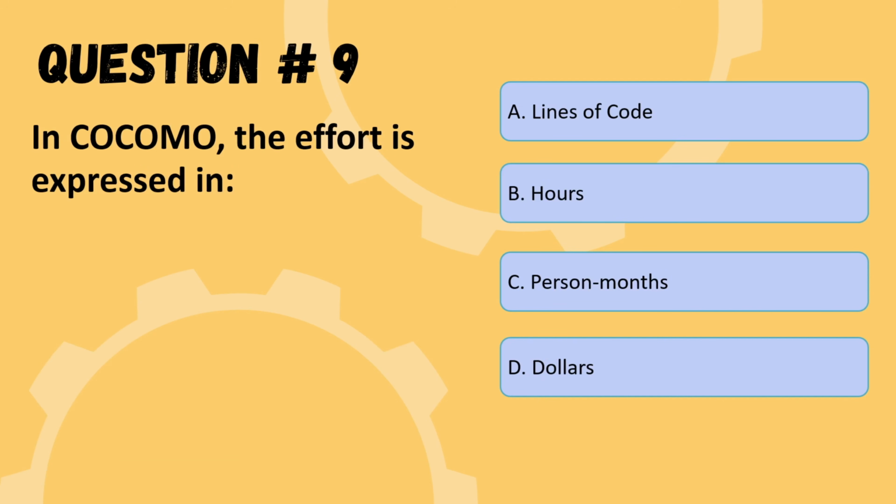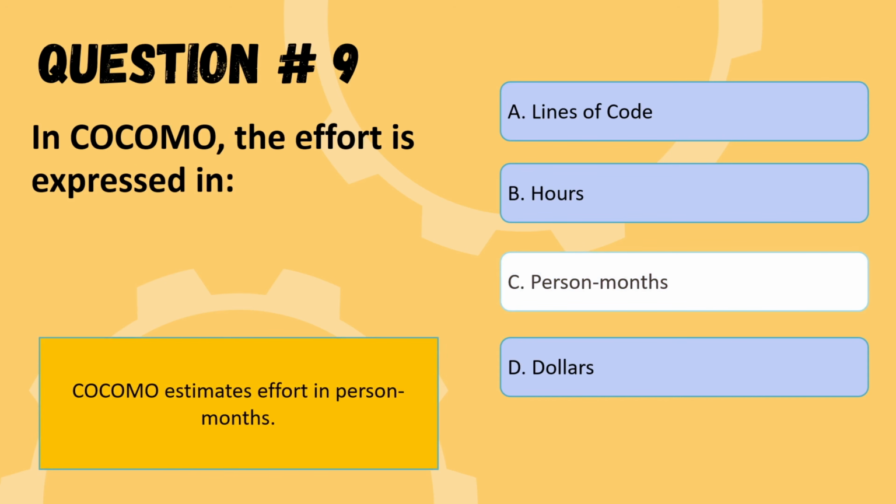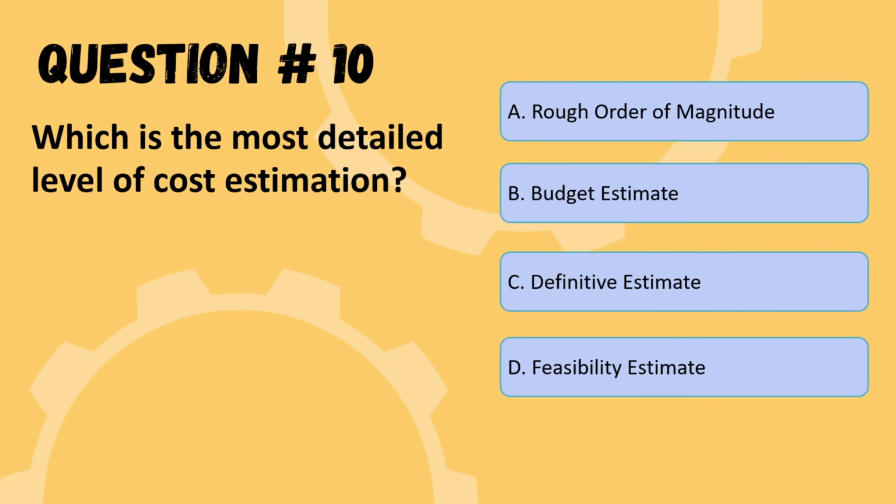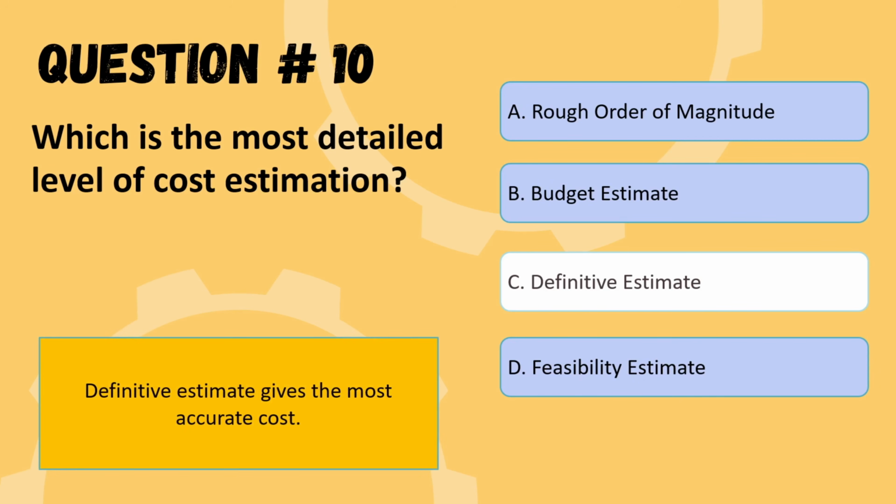Next question is, in COCOMO, the effort is expressed as line of code, hours, person months, or dollar. The correct option is person months. Next question is, which is the most detailed level of cost estimation? Options are rough order of magnitude, budget estimate, definitive estimate, or feasibility estimate. The correct option is definitive estimate.